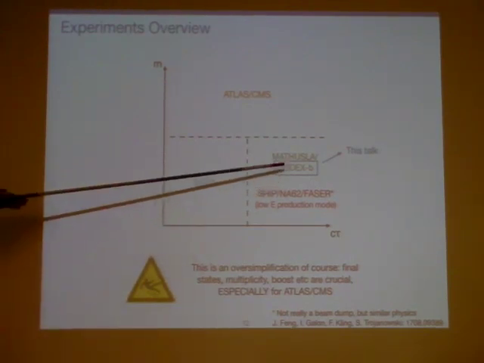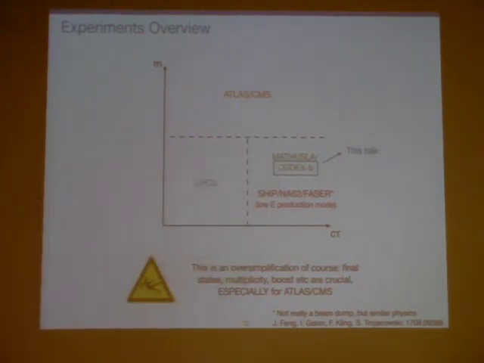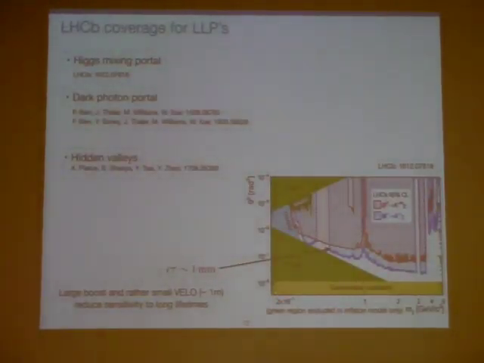And so in this talk, I'm going to focus on this proposal for a detector at LHCb. So this is what LHCb can already do. They're looking for scalars mixing with the Higgs below the B threshold, essentially B to K X.